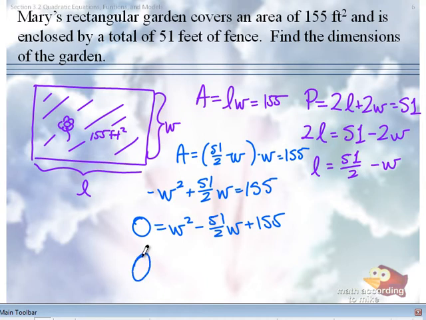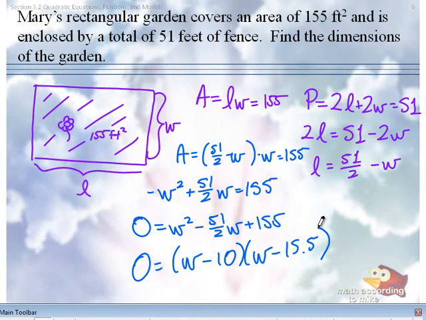Ding, stop, hammer time. It actually does factor. Ten times 15.5 is 155. Negative 10 minus 15.5 is negative 25.5, which is 51 over 2. Oh, I'm so sorry. I could have told you that it factored. And guilt over. So, setting each factor to 0, you would get W to be 10, or W to be 15 and a half.